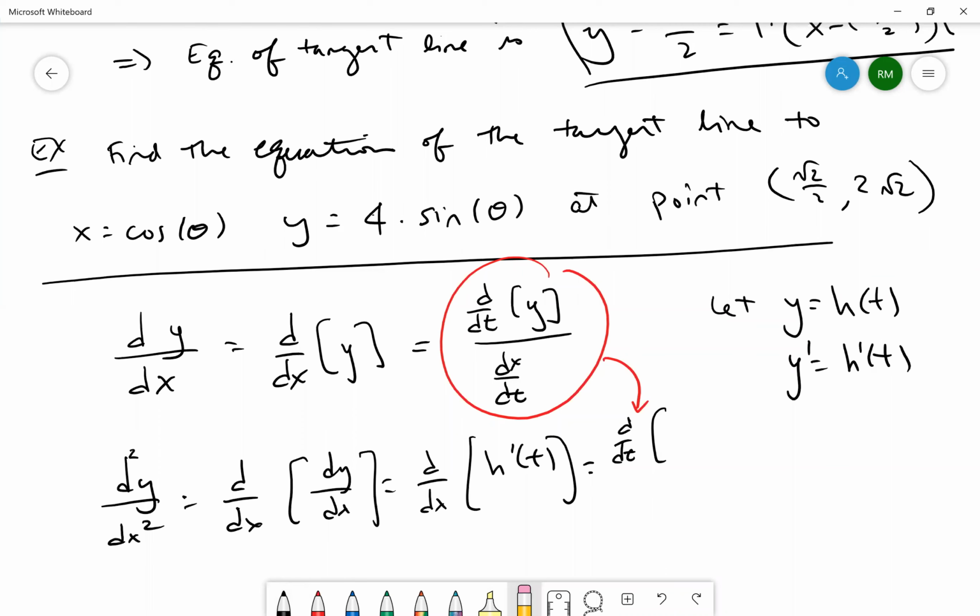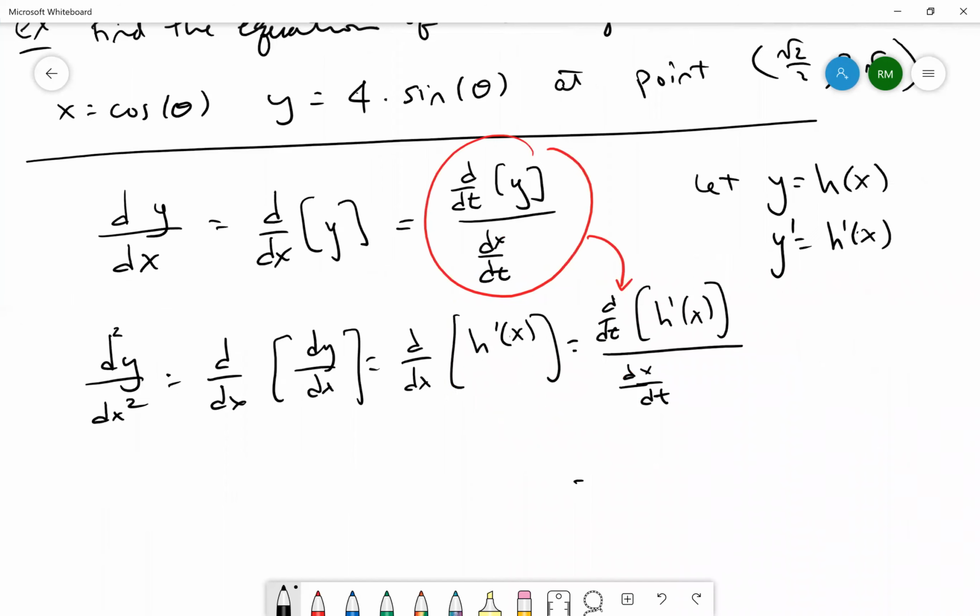Well, sorry, I made one minor mistake here. Let me fix this real fast. Let's put an x right here. Made one minor mistake. Here we go. Okay, so we take the derivative of h prime of x over the derivative of x with respect to t. In other words, the second derivative is obtained when we take the derivative with respect to t of the first derivative of y with respect to x over dx dt.